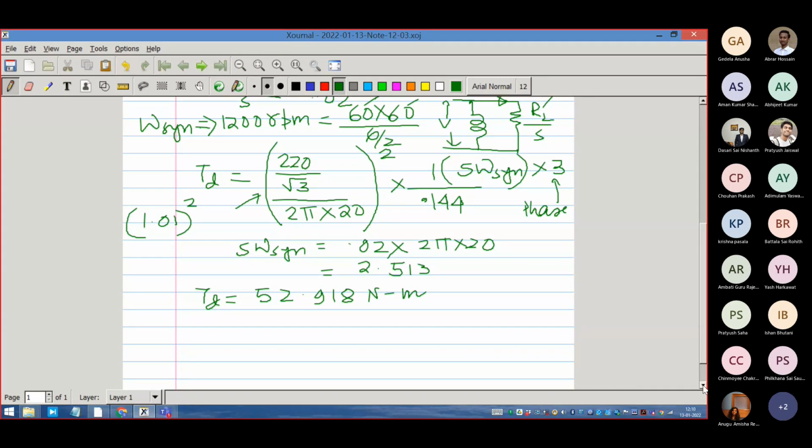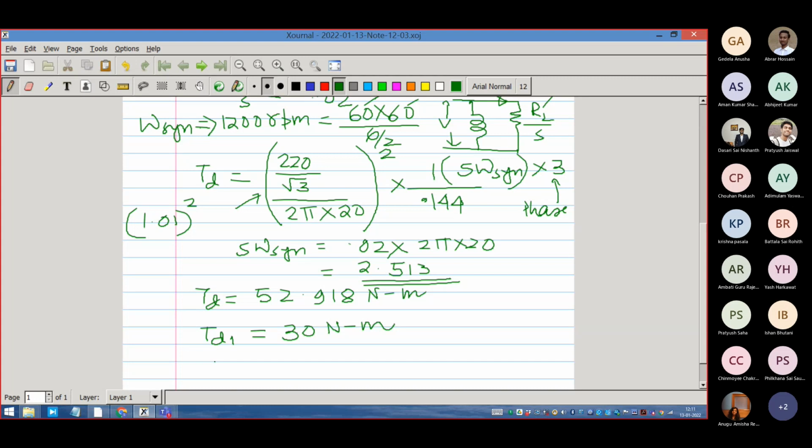Suppose I ask a question: if this machine has to develop a new torque, TD1, of 30 Newton meter, and I want to know how much S omega sin would be. Here the S omega sin is 2.513. How much will S omega sin be now if I want to generate 30 Newton meter?